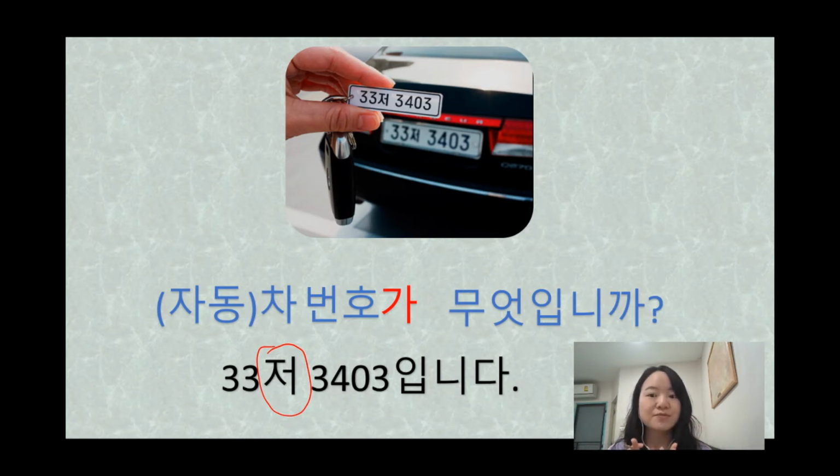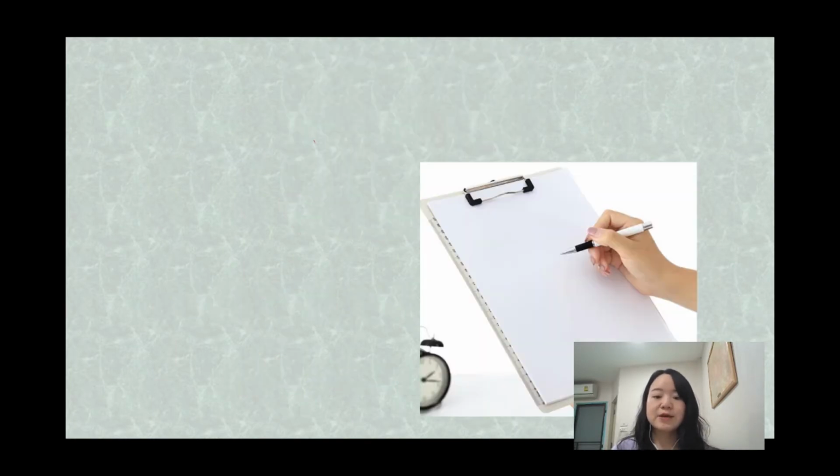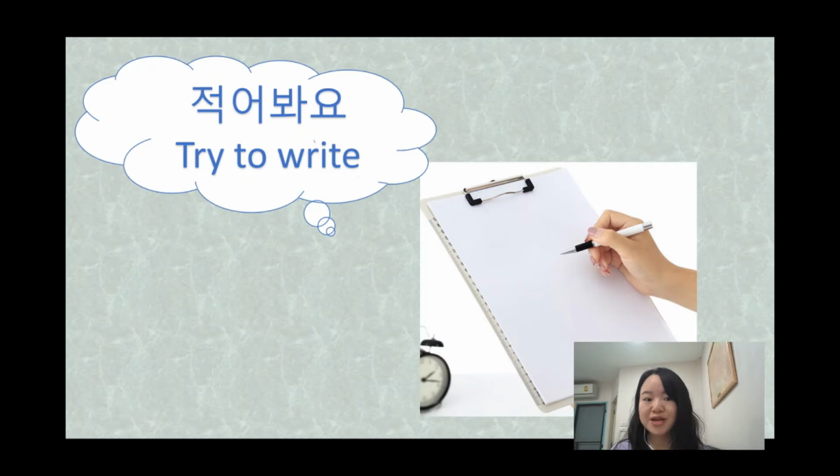What's your telephone number? 전화번호가 무엇입니까? What's your mobile phone number? 핸드폰 번호가 무엇입니까? Then what's your car number? 차 번호가 무엇입니까? Okay. Now, you want to have a try? Okay. So now take out a piece of paper and write down the number I say. Write the number I tell you.